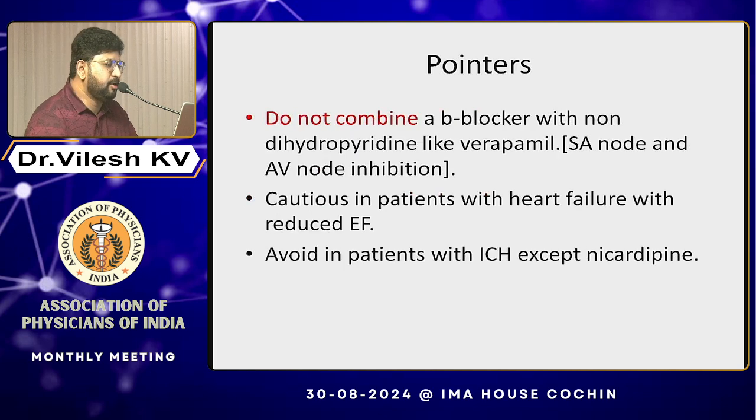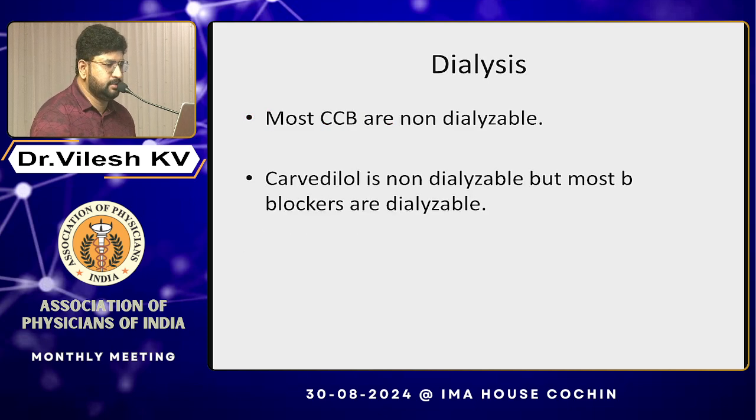Now, do not combine a beta blocker with non-dihydropyridines like verapamil because of SA node and AV node inhibition. You have to be very cautious with the use of such drugs in heart failure patients with reduced EF, and definitely avoid them in patients with intracranial hemorrhage, except for nicardipine, which can be used.